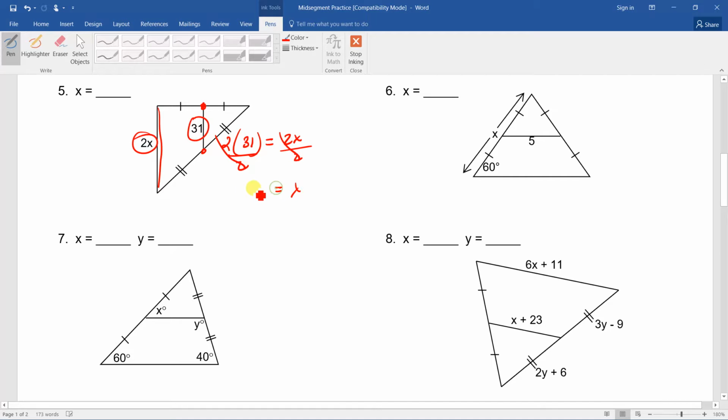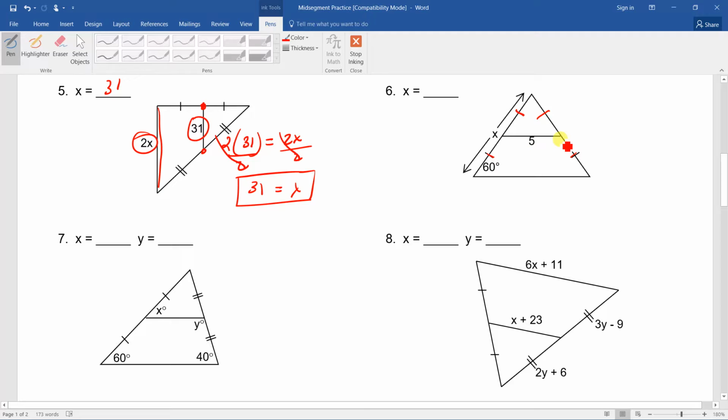Then I get x is equal to 31. Ta-da! Okay, that was not too bad. Okay, now this is an interesting question. Now this is a mid-segment over here, right? Because in this case, they all happen to be congruent over here like this.